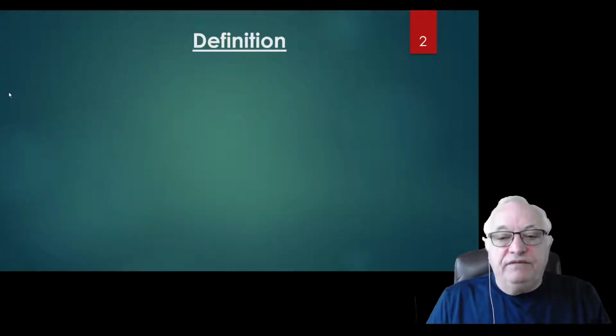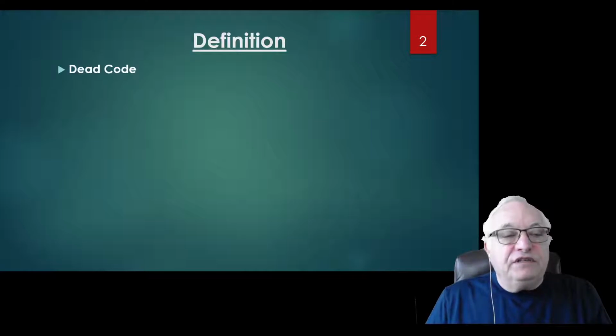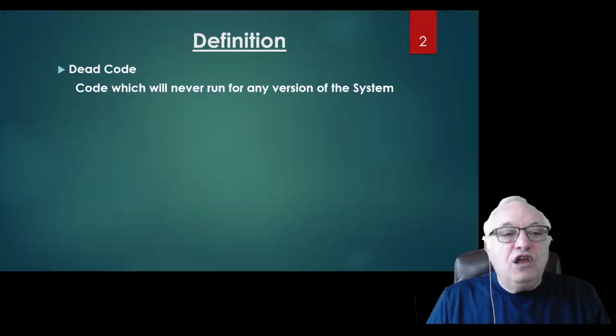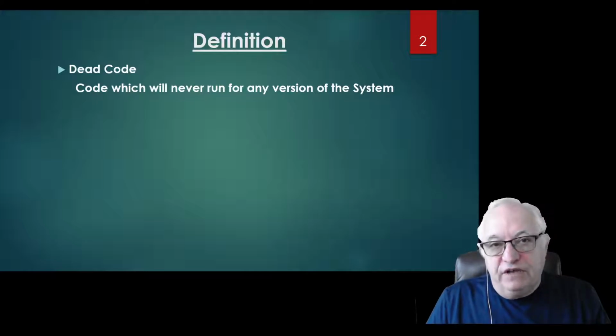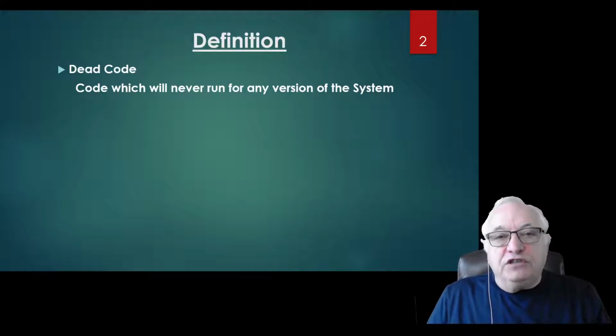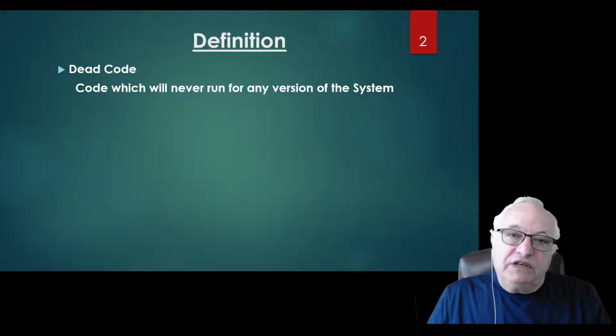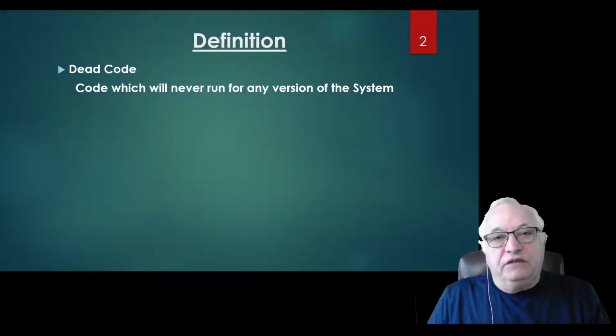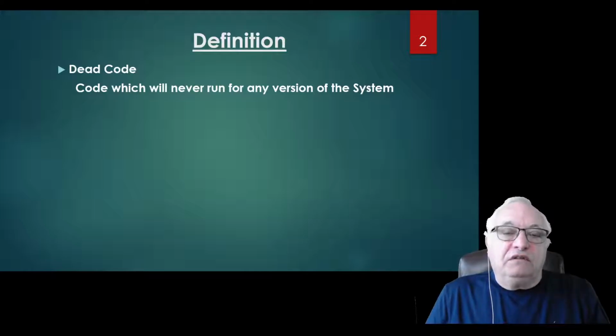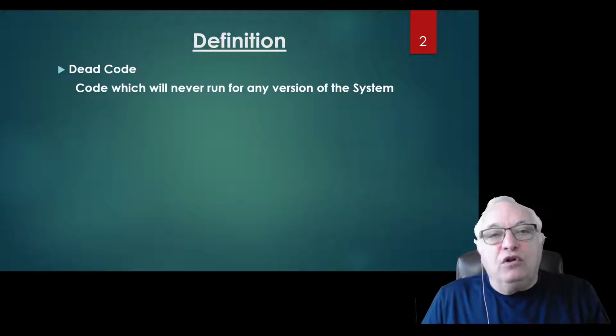Okay, we'll start with some definitions. First definition is dead code. Code which will never run for any version of the system. For example, when you started your project, you had a value x which could be greater than 0 or less than 0. But as the project progressed, it was determined that the values of x could only be positive. However, you left the code the same because you figured it's never going to be negative, but it doesn't harm to leave it the way it is. So that's what you would call dead code.